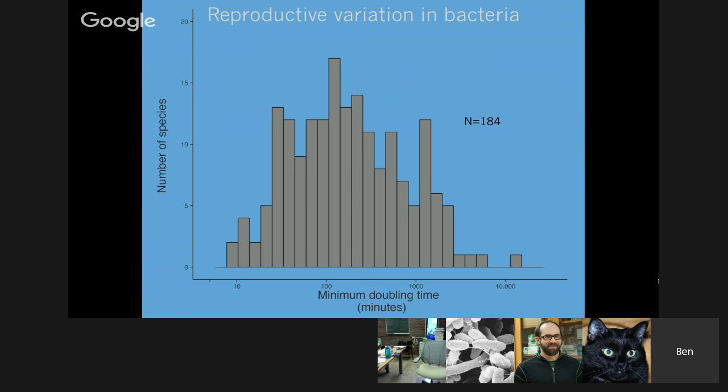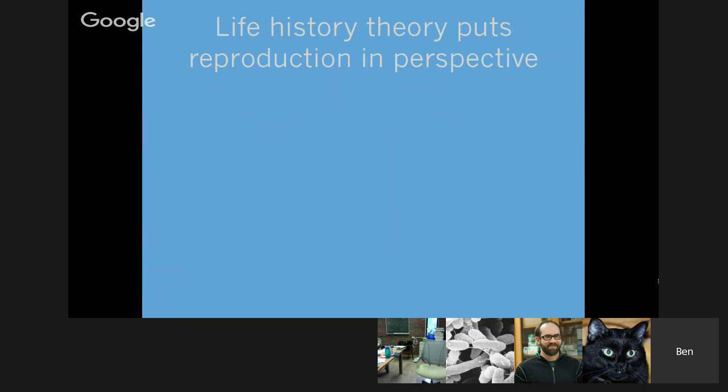So while rapid reproduction is often thought of as a hallmark of bacterial life, the large variation we observe here indicates that factors other than rapid growth must influence bacterial fitness in the natural world. So I have used life history theory in my research to try to get a better understanding of the factors that influence reproductive variation in bacteria.